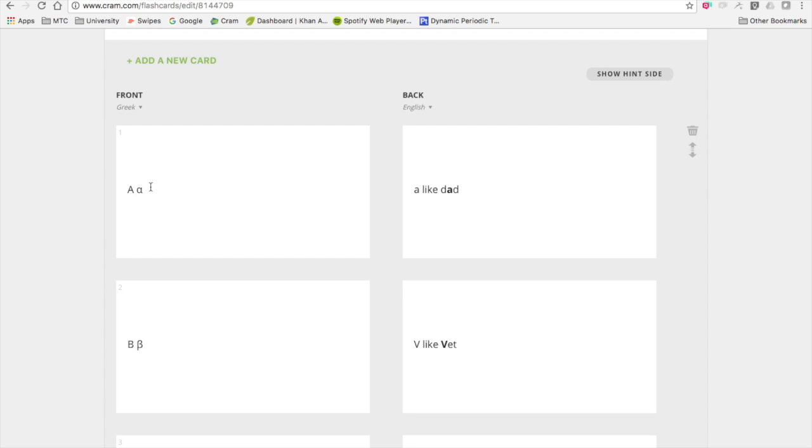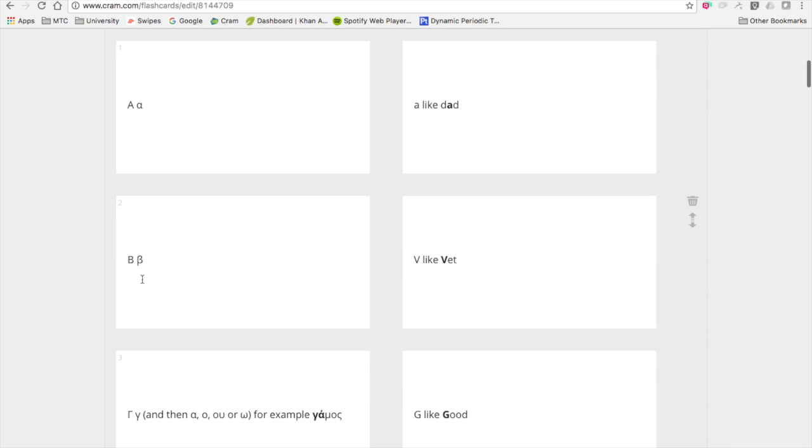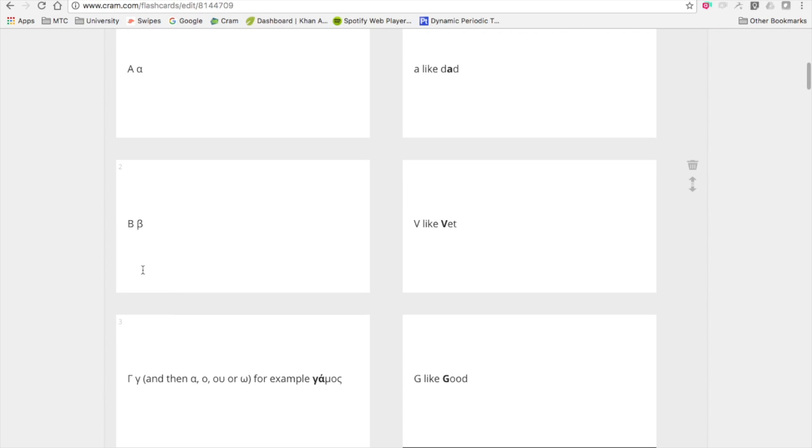Okay, first letter of the alphabet, we have alpha. We have the uppercase and lowercase, and it's just pronounced a, like in dad. Then we have vita, not beta, vita, just like a V.